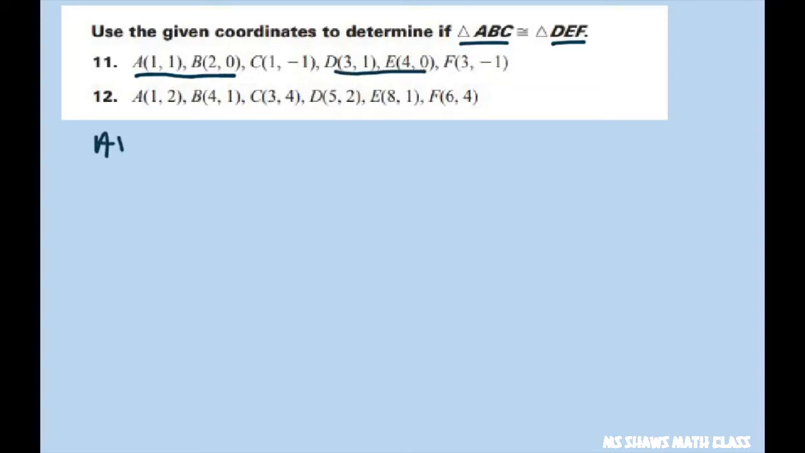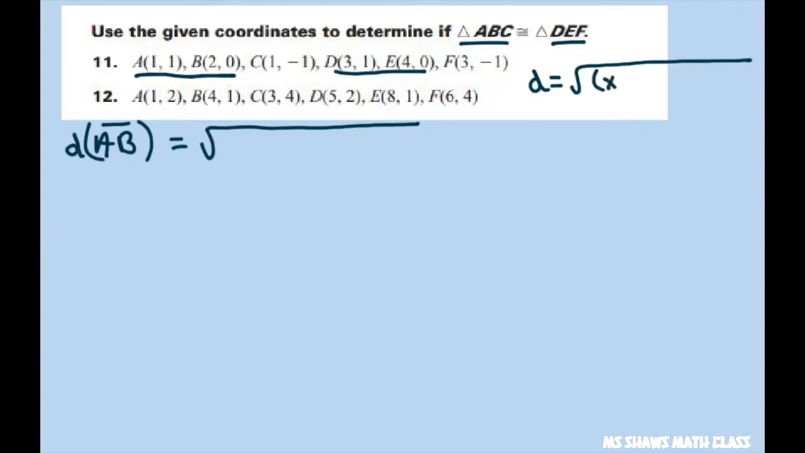So AB, the distance, we'll just call the distance like that, equals the square root, and the distance formula is x sub 2 minus x sub 1 squared plus y sub 2 minus y sub 1 squared. You just have to make sure you're going in the right order. So I'll start with this. So it's going to be 2 minus 1 squared plus 0 minus 1 squared. And that's going to give you square root of 1 plus 1, which equals square root of 2.